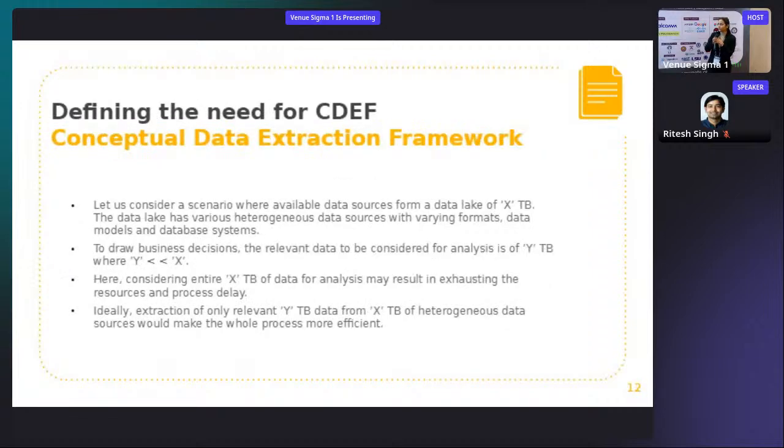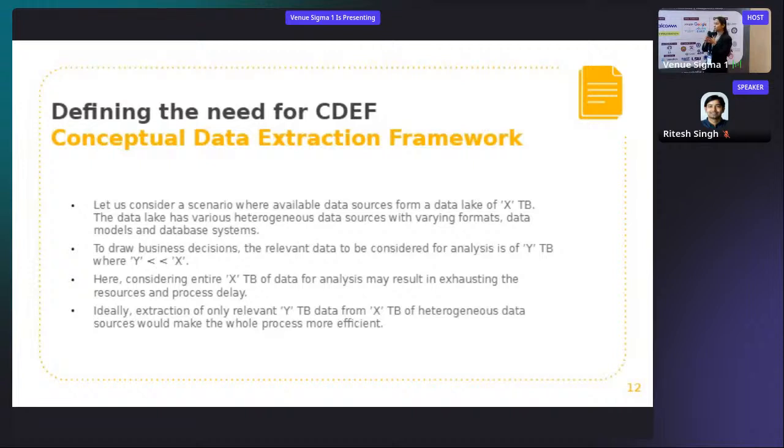So considering all of these limitations, we are proposing a conceptual framework, that is the CDEF. What we are trying to do here, in overview, is this: if we have X TB of information and we need to process only Y TB, a subset of that, but the information is distributed across different data sources. Once we have the important information, we can push it onto an HDFS platform for parallel processing. But how to get the Y information, which is a subset of the X TB across different heterogeneous data sources, is what we are trying to address.